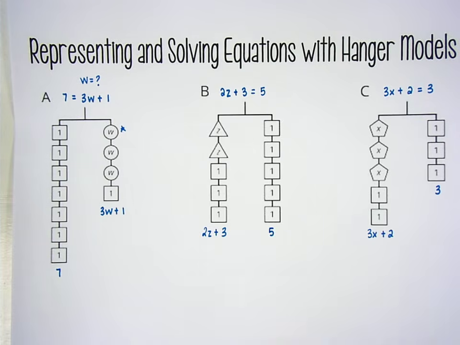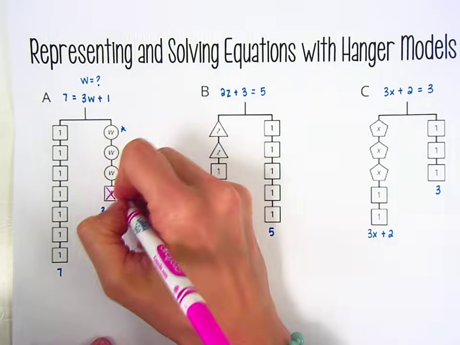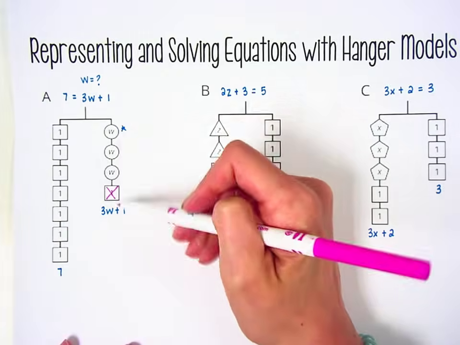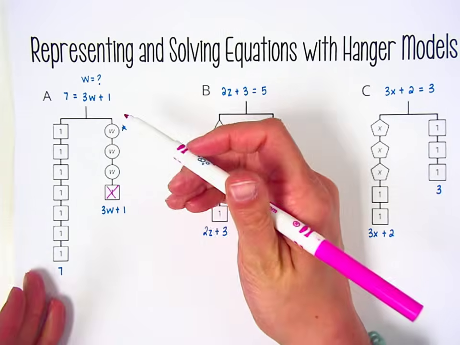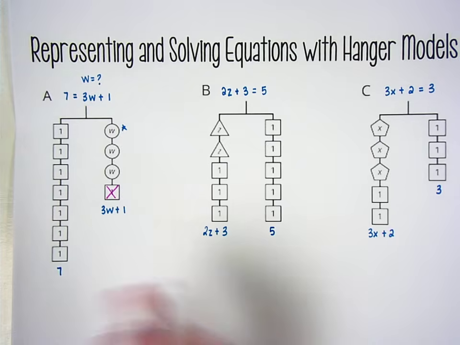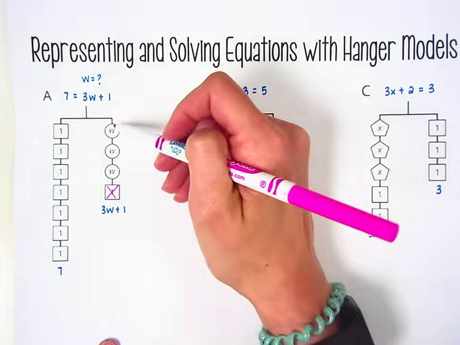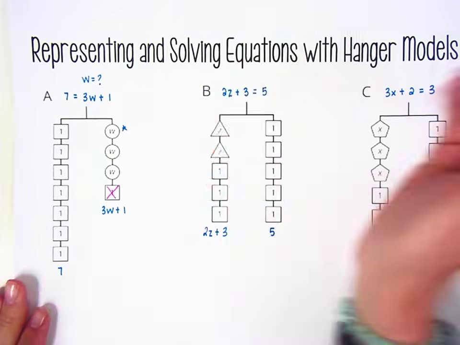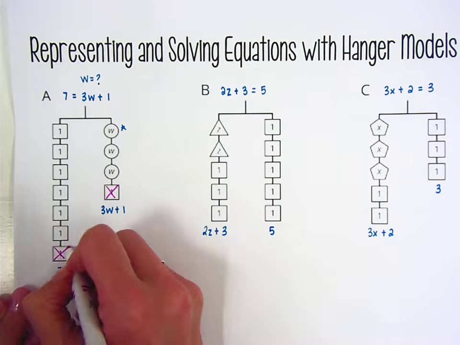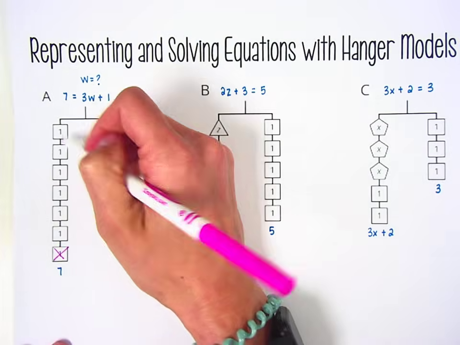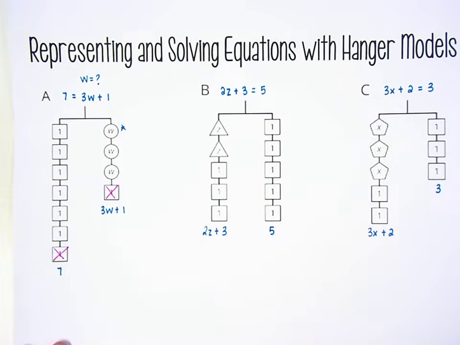My first step in this case is to get those W's by themselves. I can get rid of this 1 on this side of the hanger. However, if I take away 1 pound from this side, then this side is going to be heavier, and we need to keep the hanger balanced in order to show that these weights are the same. So if I take 1 pound away from this side, I also need to take 1 pound away from the other side. So I'm left with 3 W's and 1, 2, 3, 4, 5, 6.